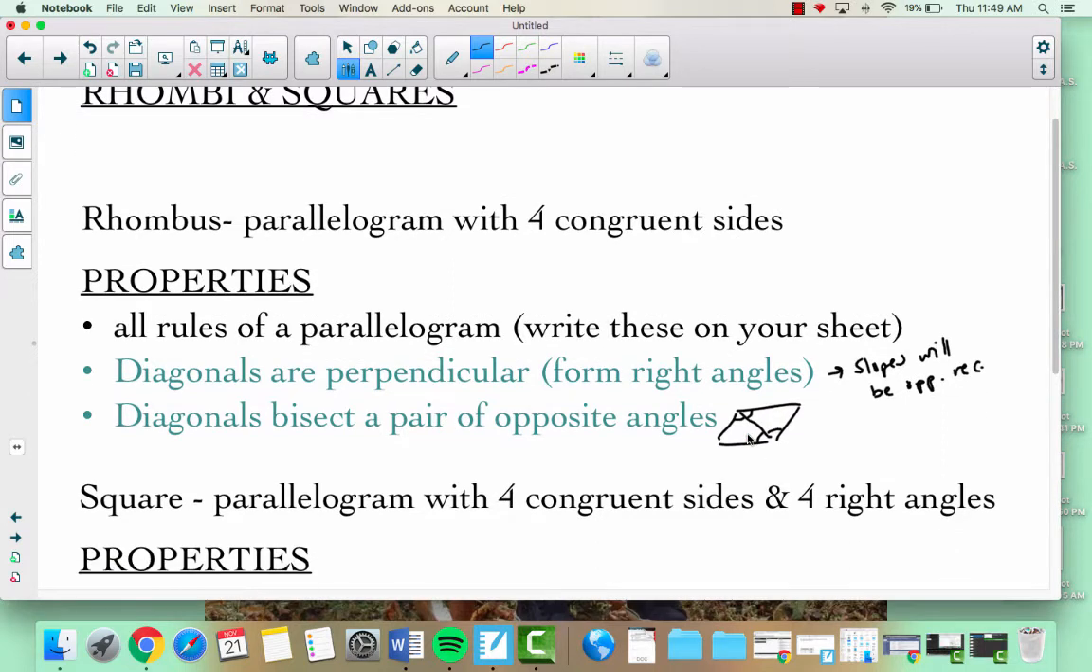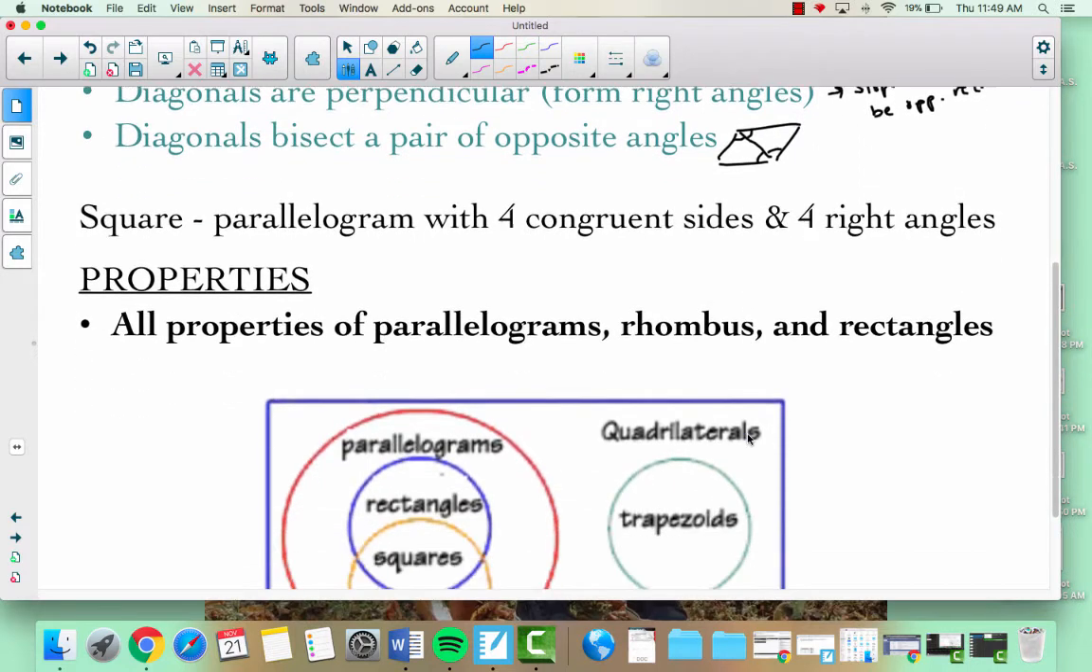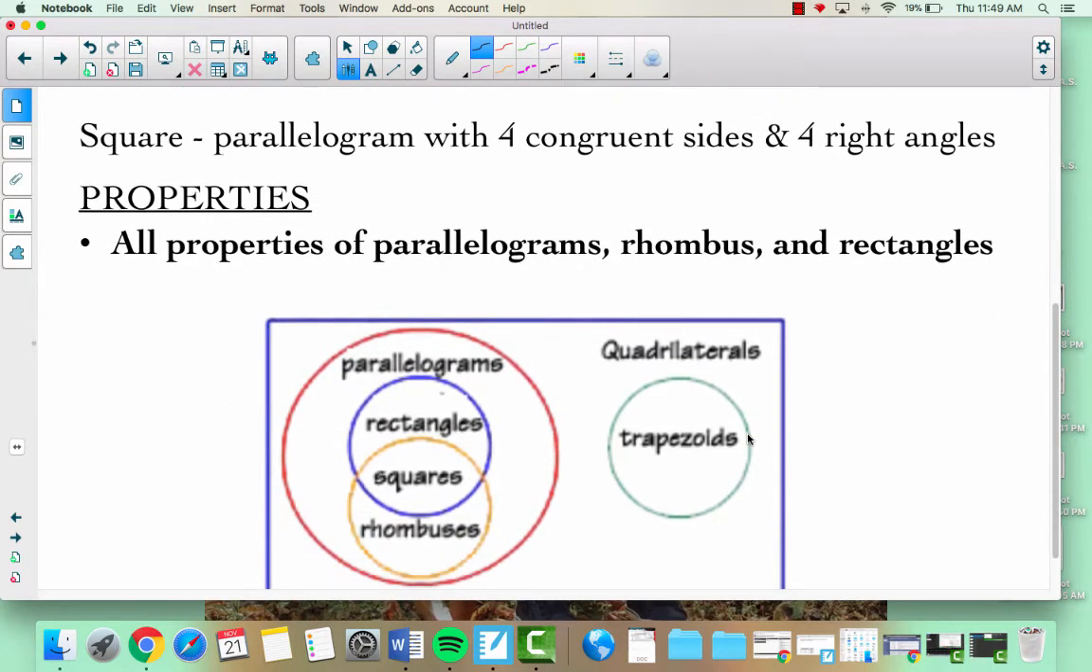The square is the most specific of all of our quadrilaterals that we're going to talk about. A square is a parallelogram with four congruent sides and four right angles. So a square is actually a combination of a rectangle and a rhombus. Remember, the rectangle has the right angles, the rhombus has the congruent sides. So the easiest way to show this visually is with a Venn diagram.